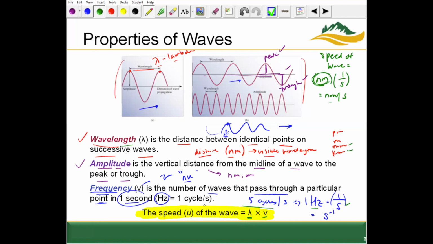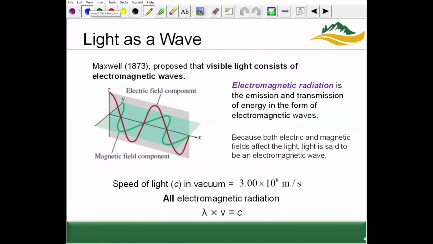So here is the first equation of a few we'll go through in chapter 7 related to waves. So light acts as a wave. It has motion, it has a wavelength associated with it. It has amplitude associated with it, it has a frequency, how many times does it pass through a certain point per second. So Maxwell was a scientist that proposed that visible light consists of electromagnetic waves.